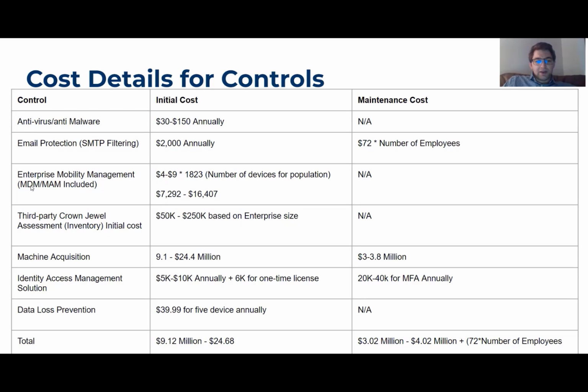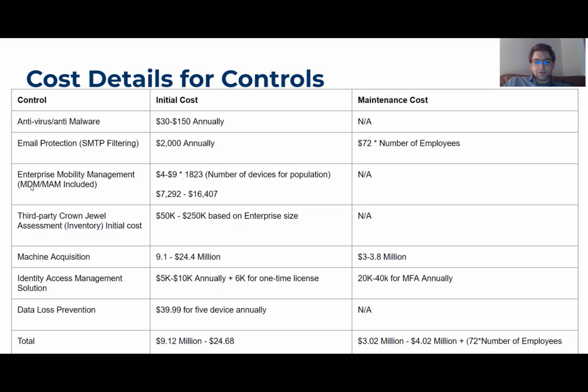6 will be the identification or identity access management solution. That's going to range anywhere from about $5,000 to $10,000 annually, with a $6,000 one-time licensing fee. And then the maintenance cost is going to be the MFA, because it'll be token based. Typically, there's going to be a hardware solution that will be given out to employees, and then the maintenance on the back end of the server for identification. So that's going to range anywhere from $20,000 to $40,000.